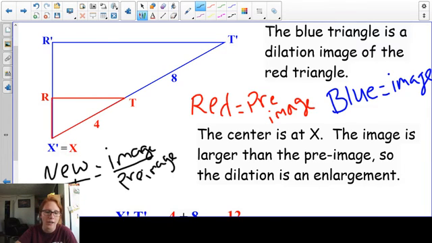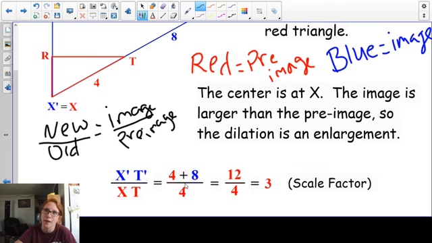So if we take a look, our image is not just 8, because 8 is only from t to t prime. I want all the way from x prime to t prime. So that's actually 8 plus 4, which gives me 12. And then I take that divided by the old, or the pre-image, and that gives me a factor of 3.